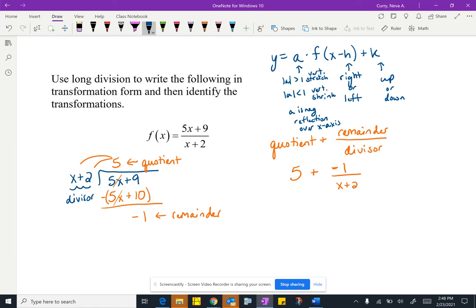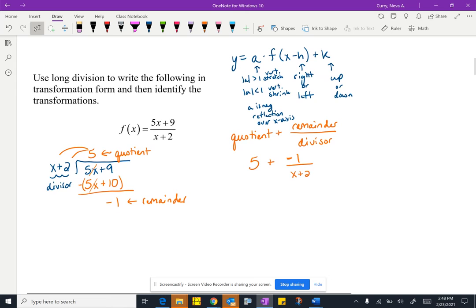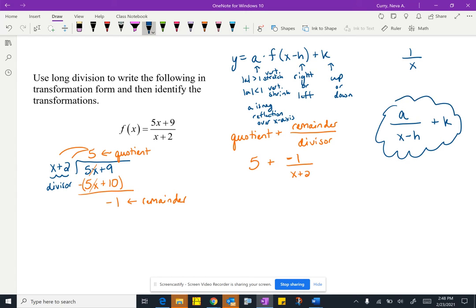Well, how this looks in our current topic with rationals and the reciprocal function: the reciprocal function was 1 over x. That was the parent function. So if we stretch it, we're going to have like a over, now we could shift it right or left. That goes in with the x in the denominator. And then the plus k is the up or down on the outside. So this is kind of now our transformation form for a reciprocal function.